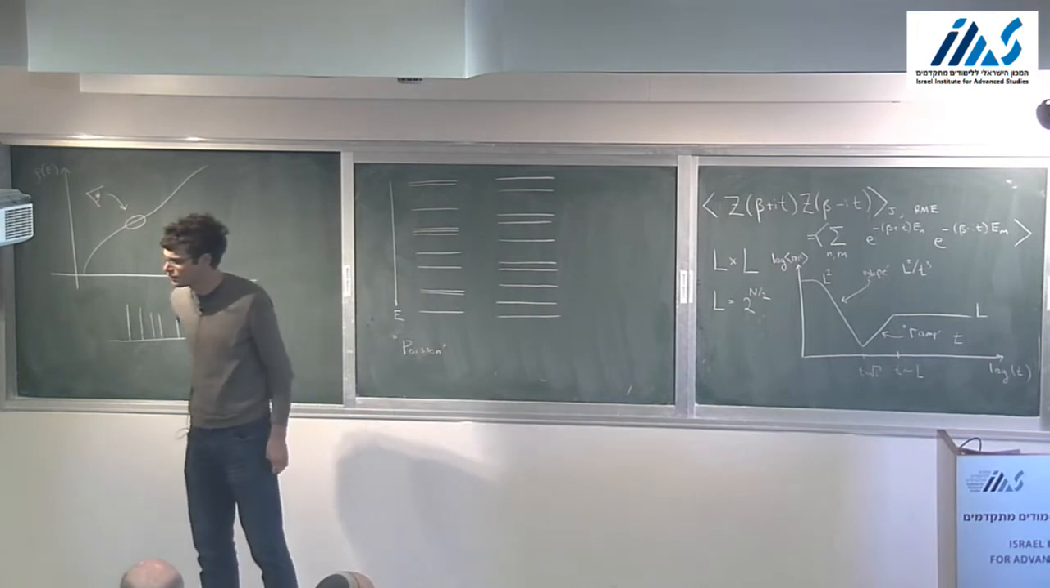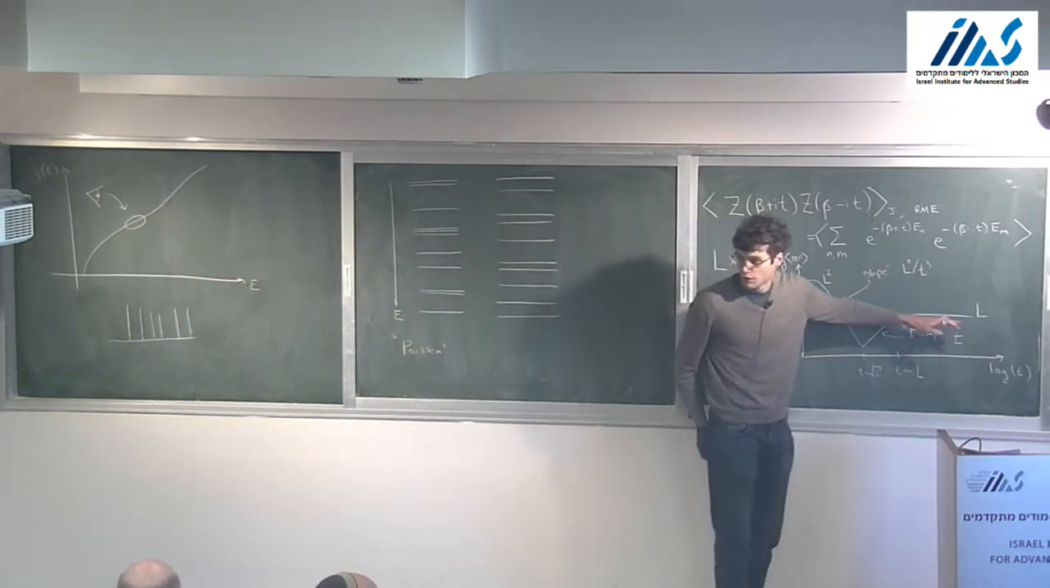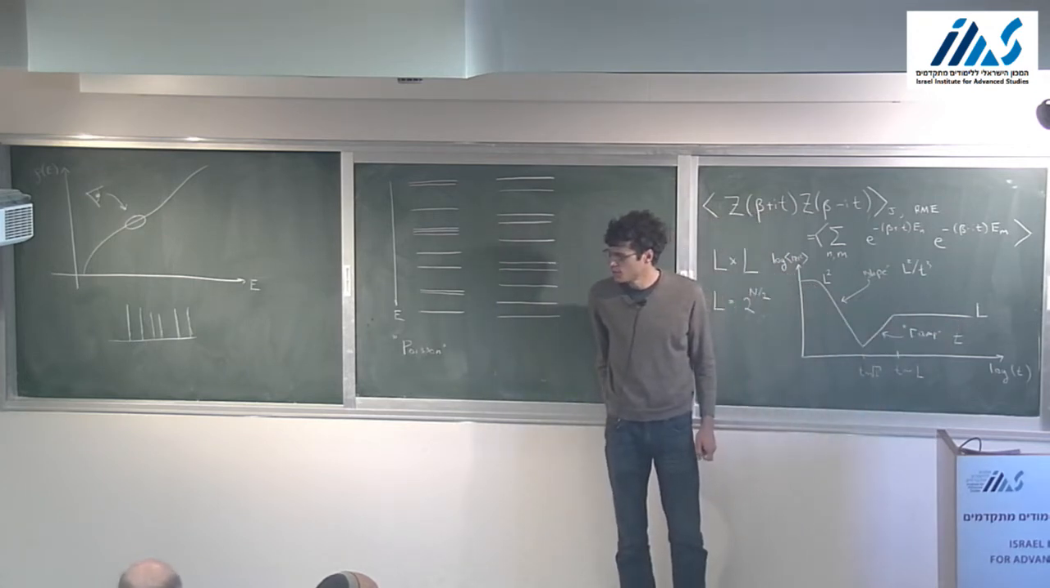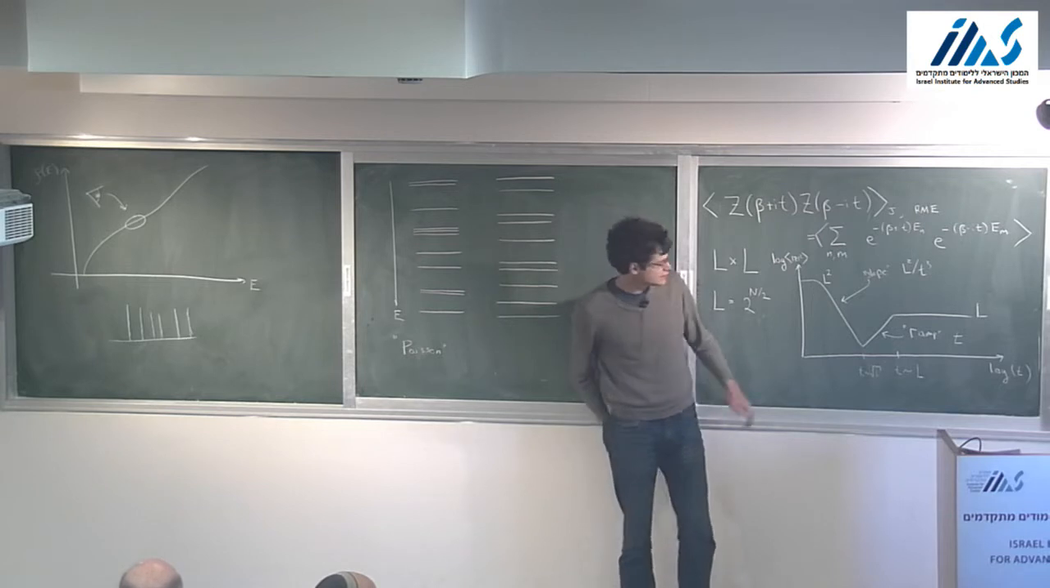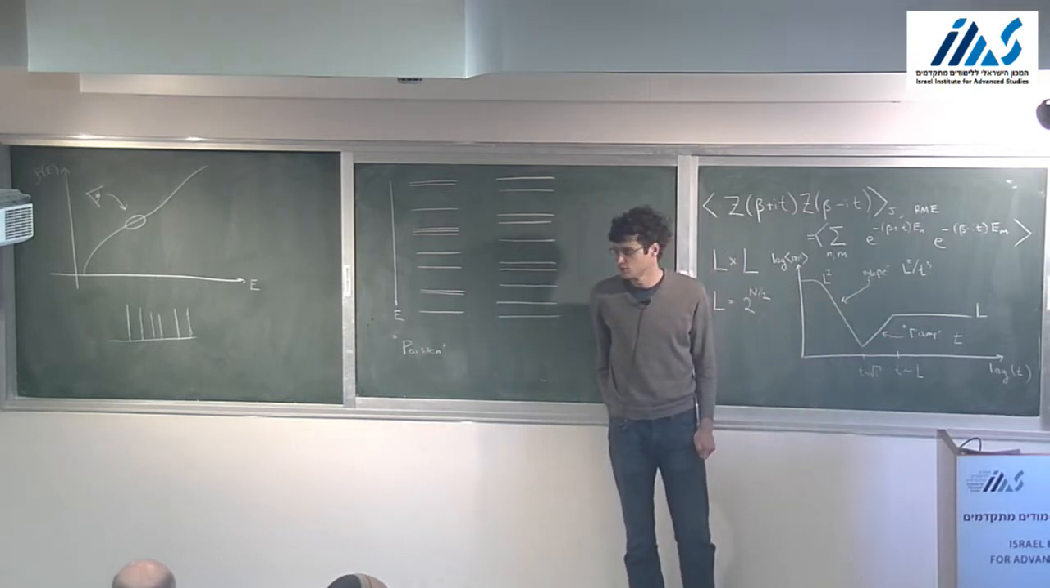Sorry, how do you define the plateau? You just take this roughly flat part of the curve here. So it's not exactly constant? Yeah, it's approximately constant in this region. That's why it's referred to as the plateau.